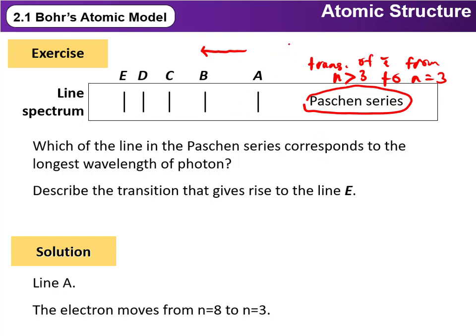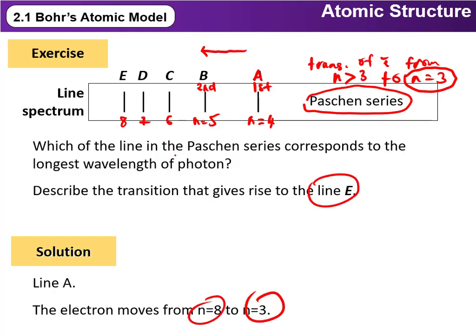So how can this first line form? This is your first line. This first line forms when the transition of the electron is from n more than 3, which is n4. The electron drops from n4 to n3 and produces this first line, A. B, this is the second line, which means the electron drops from n5 to 3. This is from 6 to 3, 7. So line E is from 8 to 3.